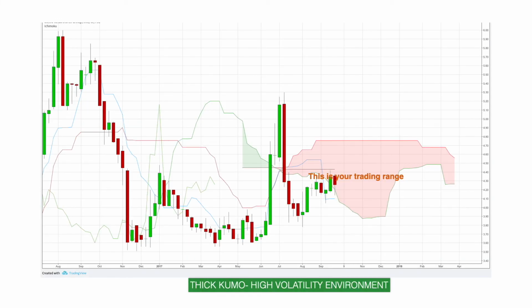The KUMO identifies trading ranges. When price enters a thick KUMO, we expect high price volatility because the distance between the Senkou span A and B is wide. This means that price will range between these two equilibrium lines. Price will go back and forth and has no clear direction until it breaks above or below it. While inside the KUMO, the only trade that may be made is a range trade.